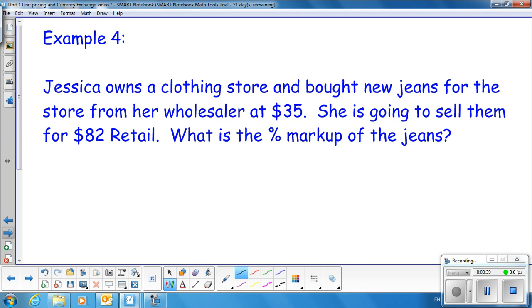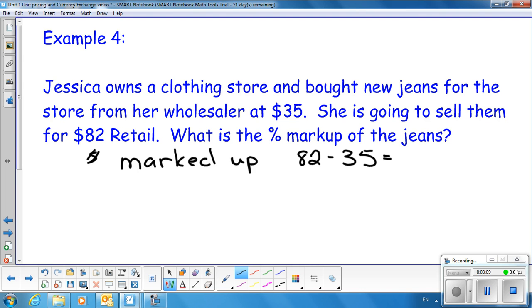Jessica owns a clothing store and bought new jeans for the store from her wholesaler at $35. She's going to sell them for $82 retail. What is the markup of the jeans? So to figure this one out, I need to first figure out the number of dollars marked up. So she wants to sell them for $82 and she paid $35, so the markup or her profit is $47.